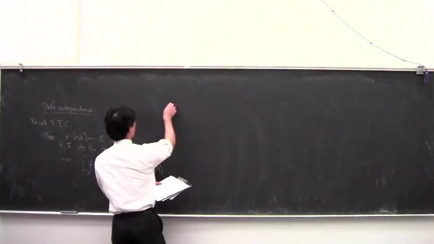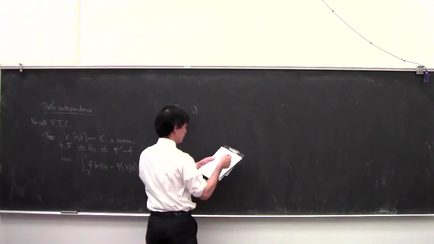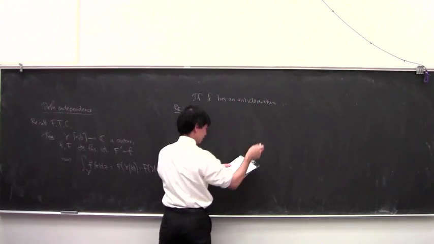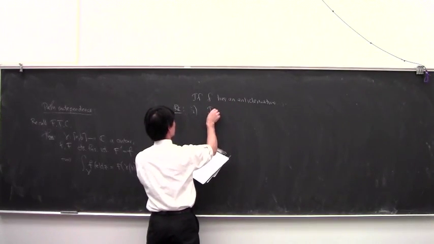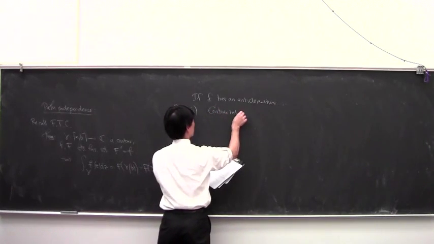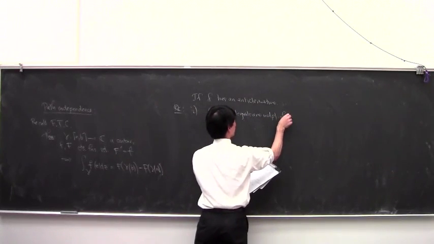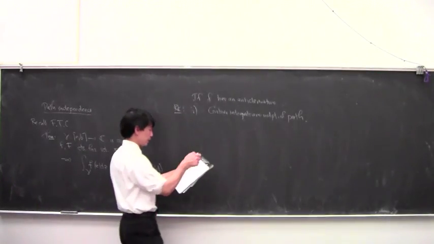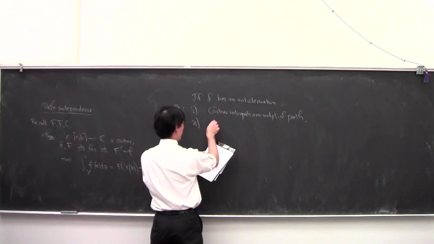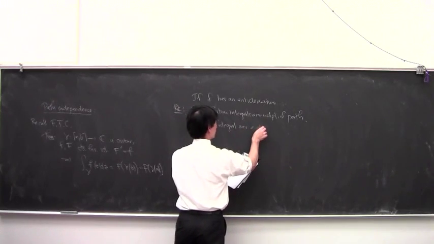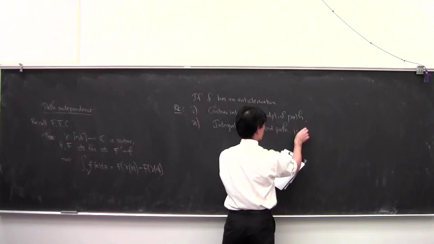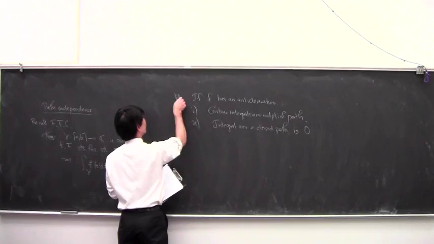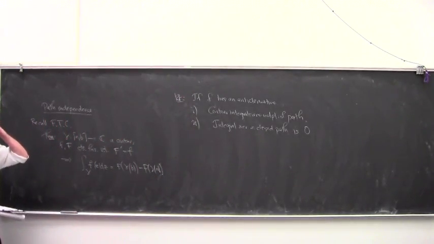Okay, and in consequence, if f has an antiderivative, you know what's going to happen. Contour integrals are independent of path, because it's just going to depend on the endpoints. And second, an integral over a closed path is going to be 0. Sorry, is that the start of the remark? Yes, the remark is if f has an antiderivative, then you have these consequences.